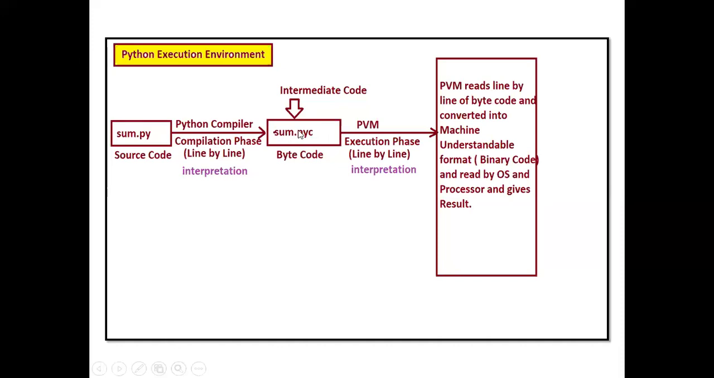Now, after that, what does the PVM do? The execution process starts after that. It reads the code line by line and converts it into machine understandable language. We all know that the machine always understands binary code, which is read by the OS and processor, and finally we get the result.